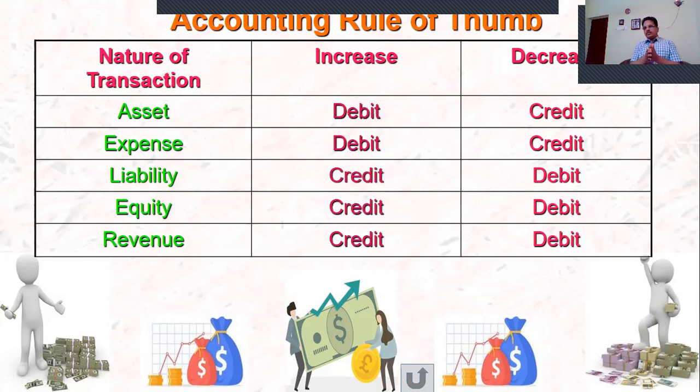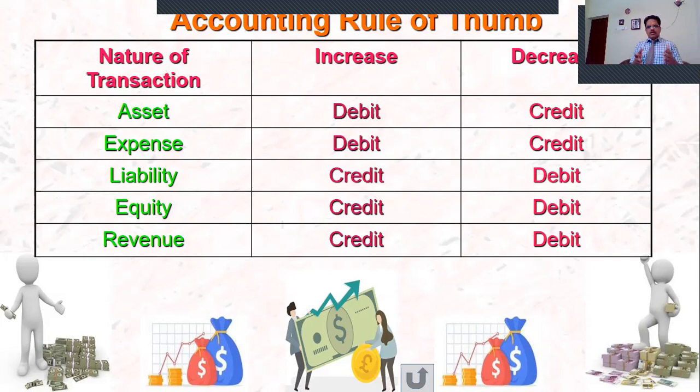There are different types of asset, but the 2 most important types are current asset and fixed asset. Fixed asset is the asset which is used in the business for a long time and which cannot be converted into cash within 1 year, and it is not meant for resale. Current asset can be converted into cash within 1 year, and it is meant for resale. These types of assets are called current asset.